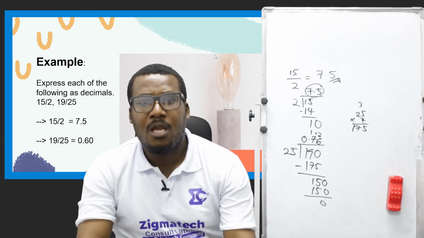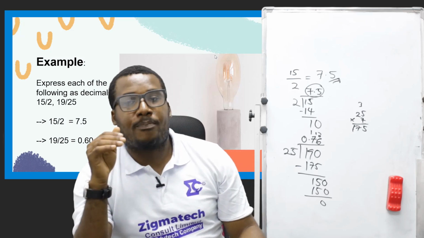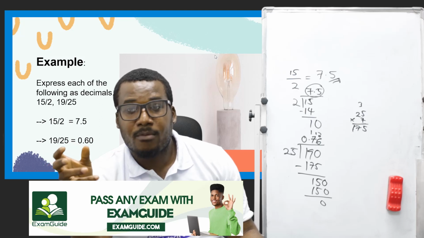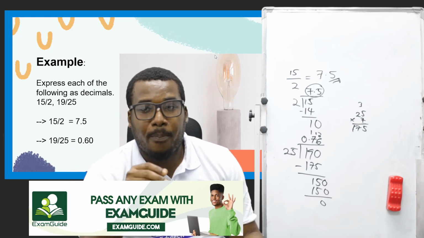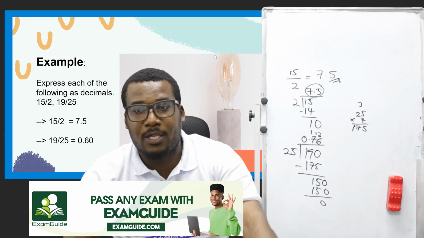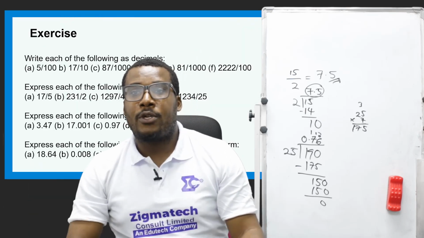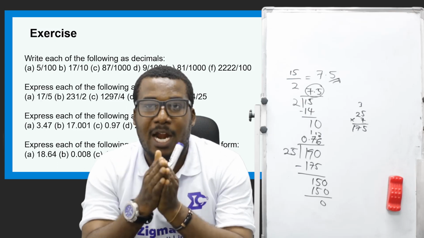0.76. You can see that we've used proper fraction to convert to decimal number, and we use improper fraction to also convert to decimal number. Now, these are numbers you can play around with.